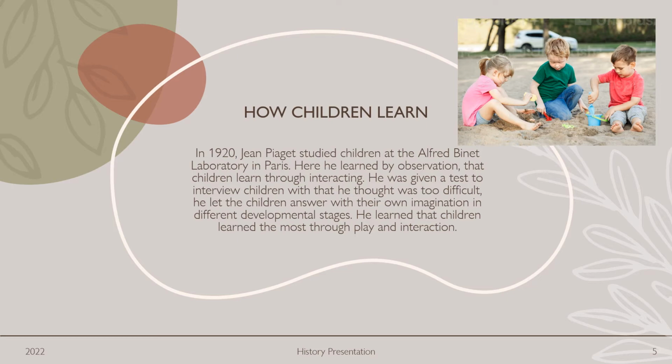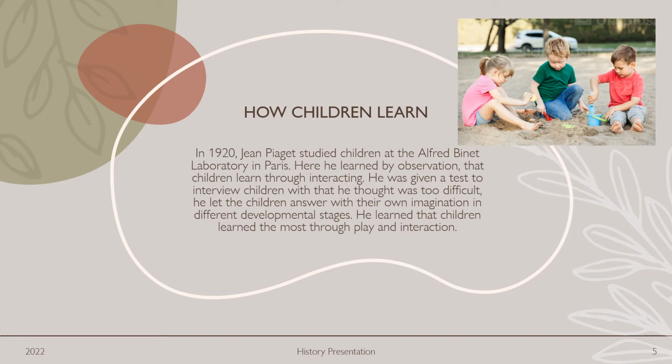How children learn. In 1920, Jean Piaget studied children at the Alfred Binet Laboratory in Paris. He learned by naturalistic observation that children learn through interacting. He was given a test to interview children with. He thought it was too rigid, he didn't like it, but he thought it was really interesting to ask the children the questions anyways and have them make up their own quote unquote incorrect answers. So he thought it was interesting that children could use their own imagination to answer these crazy questions like 5 plus 10 or what does this do and all of those kinds of things.